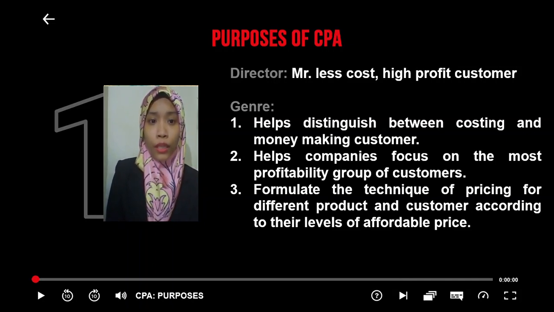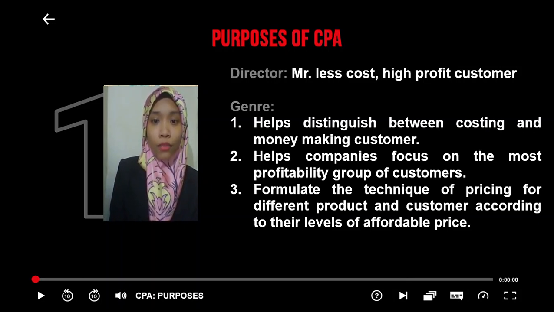The reason is to identify profitable customers so we can focus on retaining them. And then we identify the low-profit or loss customers so we can work on how to fix this, and identify the type of customer that we should focus on to maximize the profit. And lastly, CPA also helps to formulate pricing techniques for different products and customers so that they will know which group of customers can afford to pay a certain level of price.